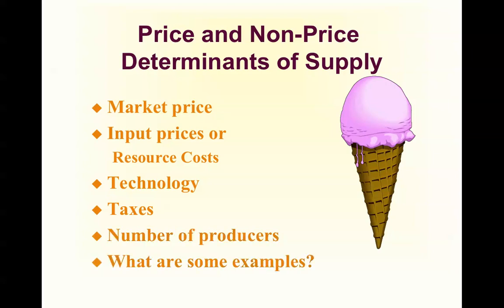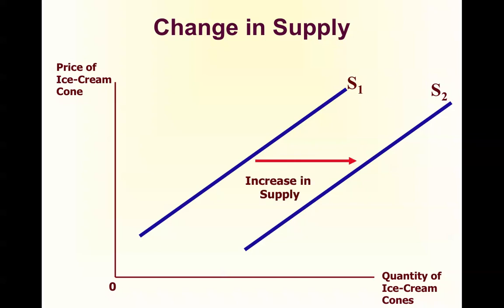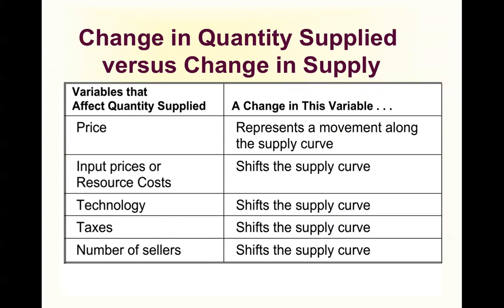Okay. Now we'll go to what the shifts look like. Like demand, an increase in supply is going to be a shift to the right. A decrease in supply is going to be a shift to the left. Okay, just like demand. Now we review and just cover this a little bit. A change in price is going to be a movement along the supply curve, either up or down. If the price goes up, then quantity supplied will go up. If the price goes down, quantity supplied will go down.